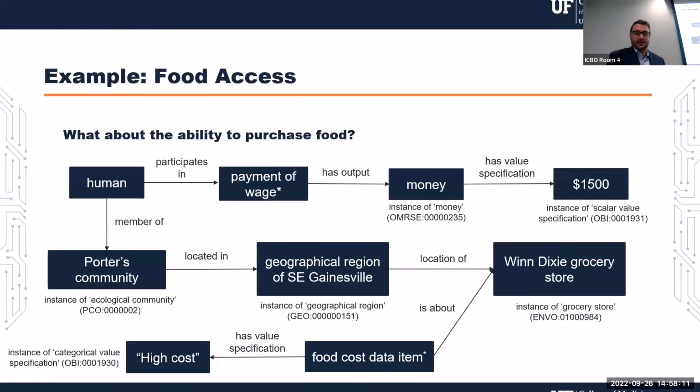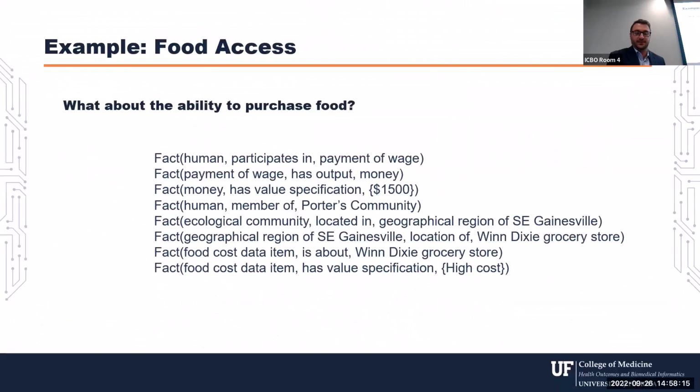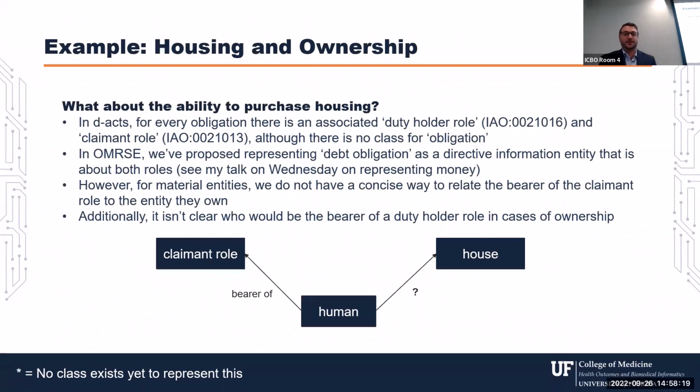So let me go real quick here. I'm going to skip over this one, the ability to purchase food, because it's not that much different. And we're going to go directly into housing and ownership. So the other topic I wanted to get into is ownership. It's actually beneficial for Matthias to present before me on DX, because I'm going to be talking a little bit about DX.